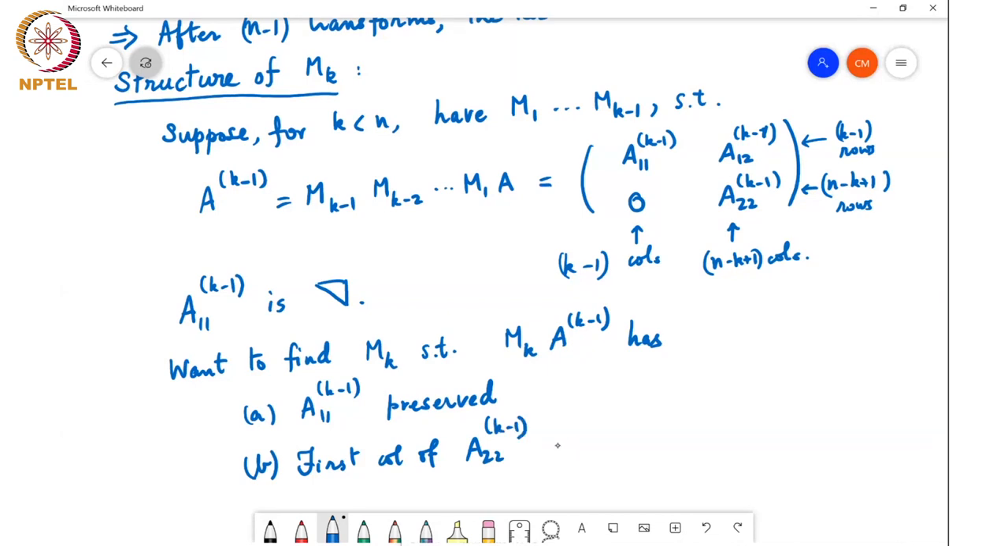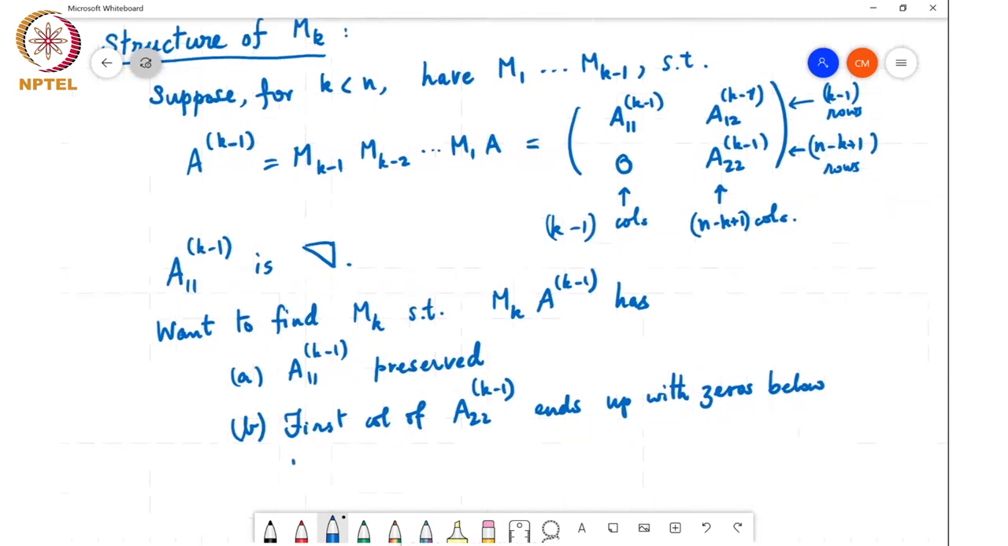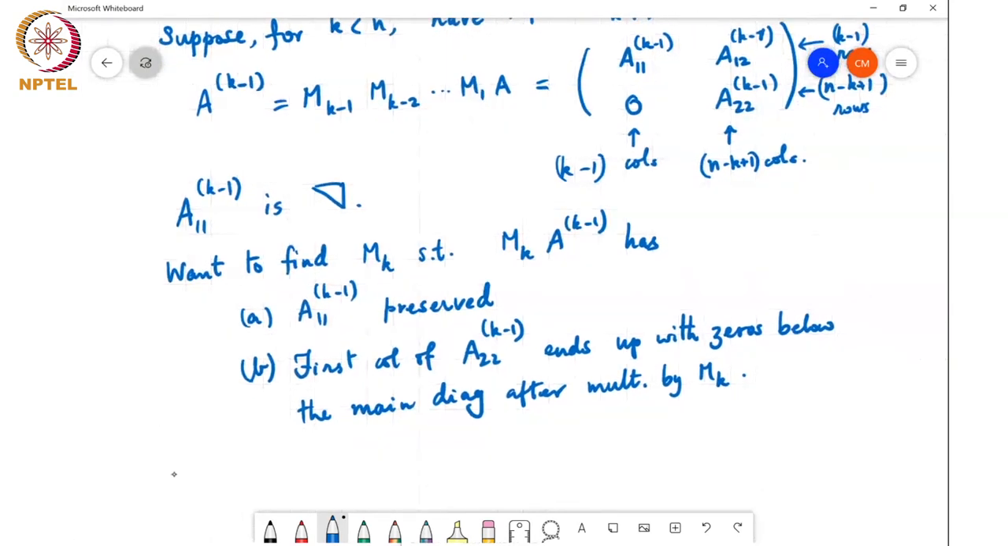ends up with zeros below the main diagonal. That is to say, zeros below the first element of this matrix after multiplication by Mk. So what is an Mk that will do this for me? This is going to be the Mk that will have these two properties.